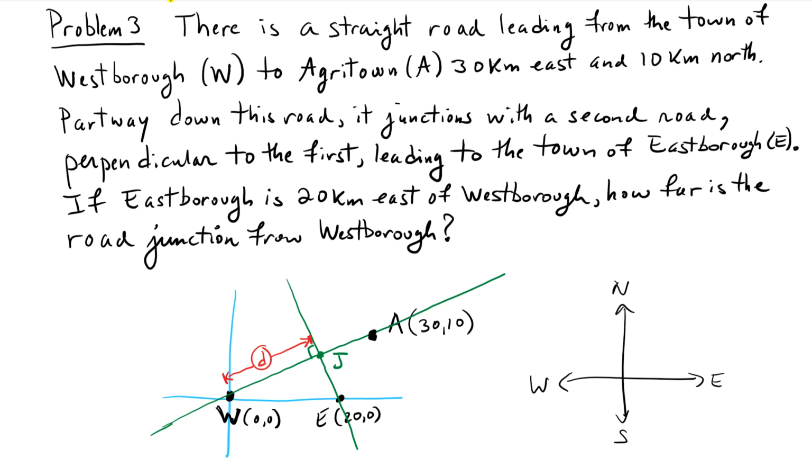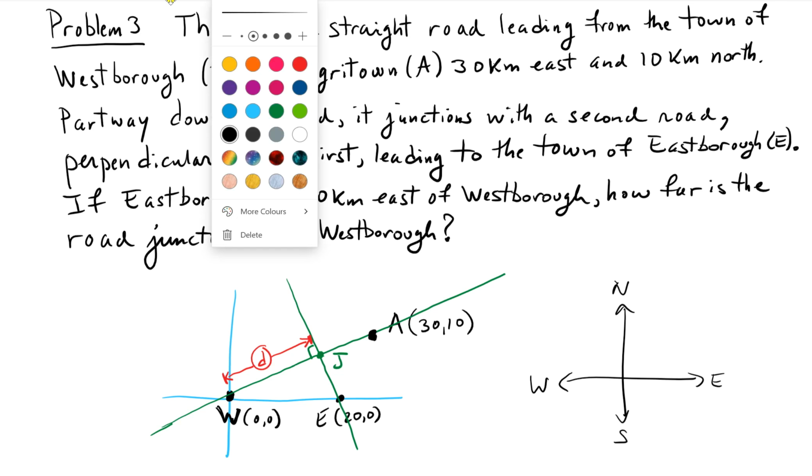Okay. So obviously a lot of things to take care of here. I probably need to know what those green lines are, and by that I mean their equations. With that I can probably get the junction point, and once I have the coordinates of J, I can use a distance formula to calculate the distance between J and W.